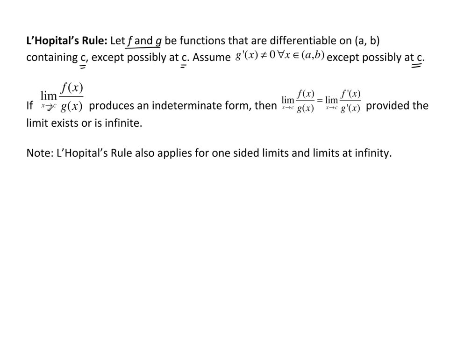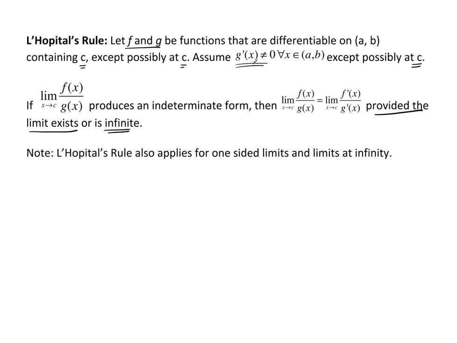If the limit as x approaches c of f of x over g of x produces an indeterminate form, that means something in the form 0 over 0 or infinity over infinity, then the limit as x approaches c of f of x over g of x is equal to the limit as x approaches c of f prime of x over g prime of x, provided the limit exists or is infinite.